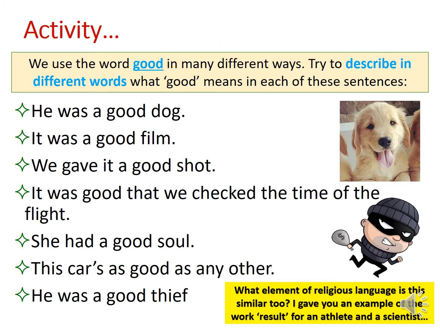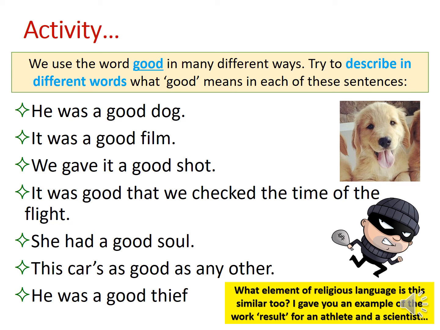And then again, just to embed the idea that the word good means different things when applying it to different situations, I would like you to take on G.E. Moore's ideology here and the differentiation between a good thing and goodness, and try to describe what the word good means in each of these sentences. So what do I mean when I say he was a good dog, or it was a good film, or she had a good soul?